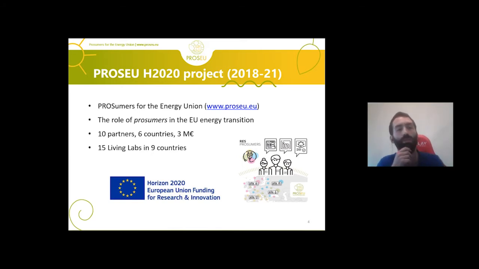And in a nutshell, ProSil is an H2020 project, which interestingly ended more or less a month ago, and its name derived from Prosumers for the Energy Union. As the name points out, the main goal was to better understand the role of prosumers in the EU energy transition, as well as identify the main opportunities, challenges and barriers. The consortium was made of 10 partners from 6 different countries, and together a total of 15 living labs were pushed forward.